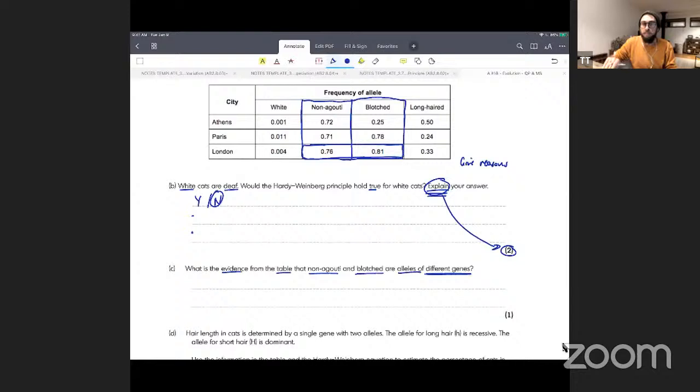So 0.76 plus 0.81 equals more than one. Same for these two. You can't prove it with these. The fact that these don't add up to one, again, tells us it's a little bit fishy. So I would choose the data from these two added together or these two added together. Again, we've got that quite clearly highlighted in the question.